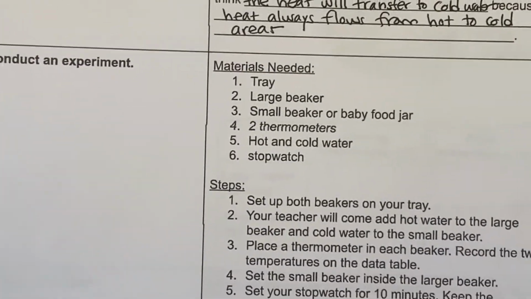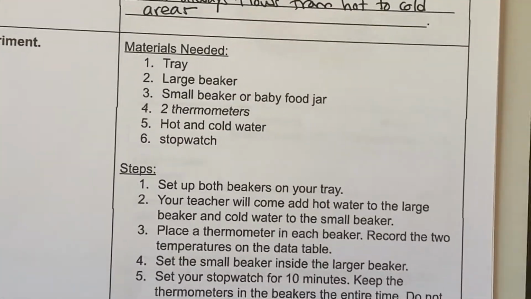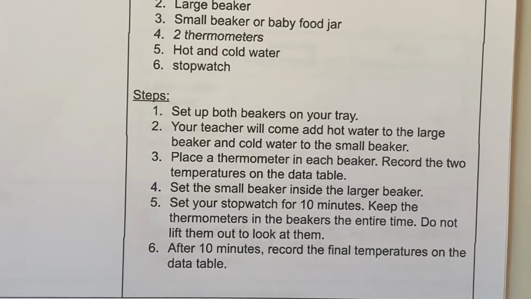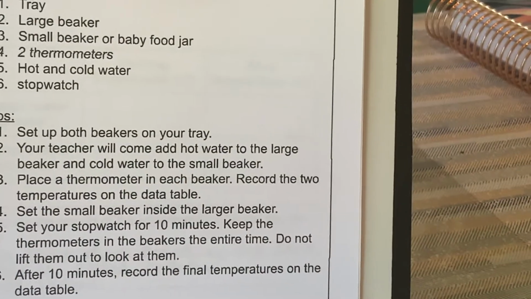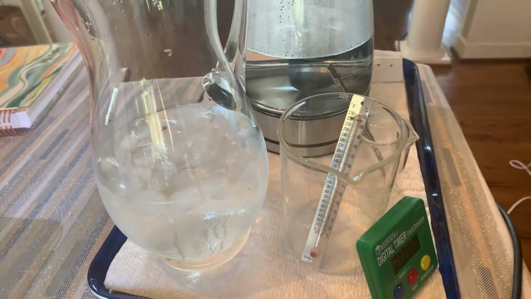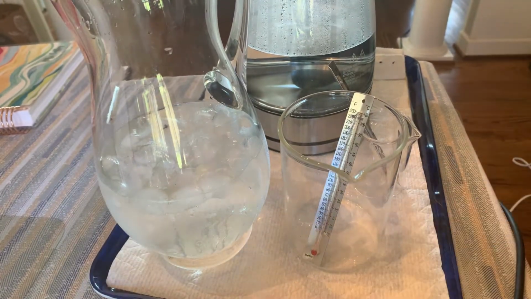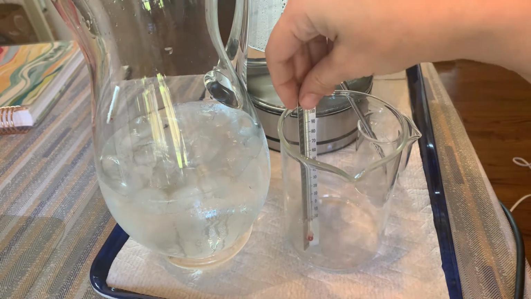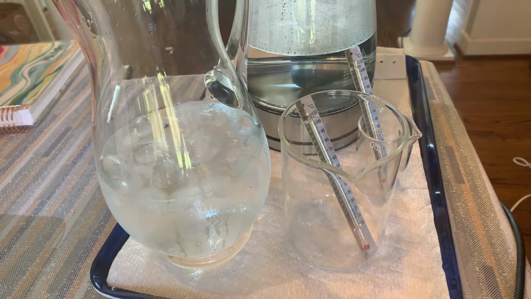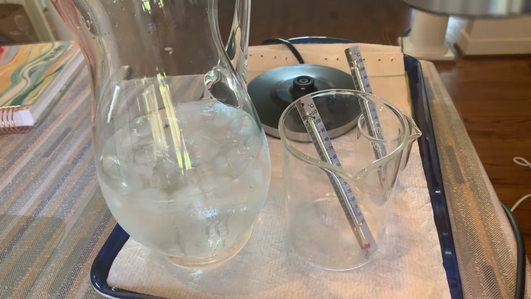The materials we're going to need, I already showed you, were on the tray. And so we're going to go ahead and set up this experiment. So we have two beakers on the tray, and we're going to add hot water in the large beaker and cold water in the small beaker. So I'm going to go ahead and do those two things. Okay. And I've got thermometers in both of those beakers so we can measure the temperature. So this is the hot water.